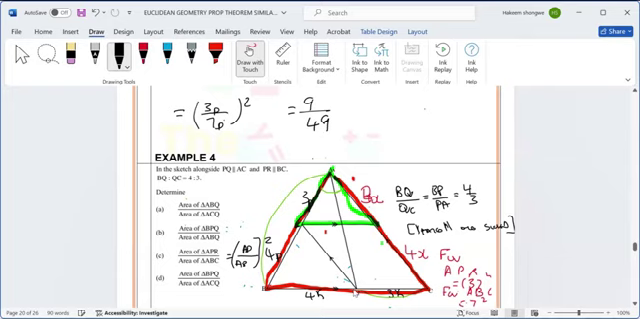And then 9 over 49, can you simplify this? 9 doesn't go into 49. Or 3 doesn't go in. It's 9 over 49. Let's check it. No, it's still 9 over 49. It can't be simplified further.